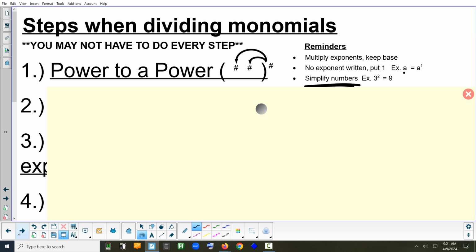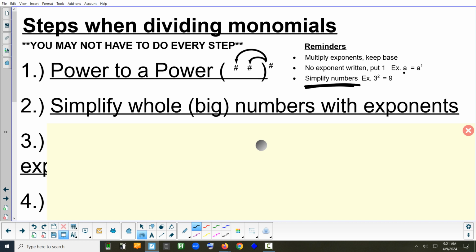Okay, so after you do power to a power, the next rule you're going to do, rule number 2, is we're going to simplify any whole numbers. Whole numbers, those are the big numbers, not the exponents. I mean something like this. Like if we had 2x cubed divided by 8x to the 5th.